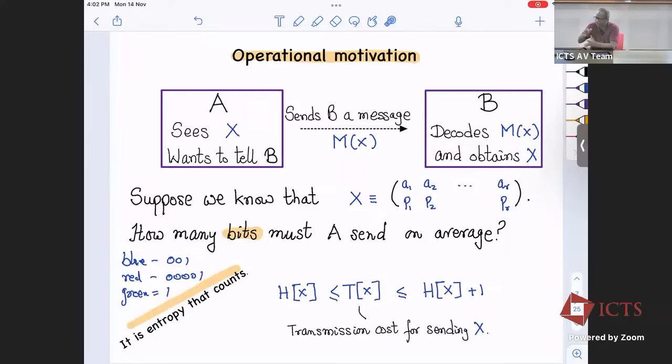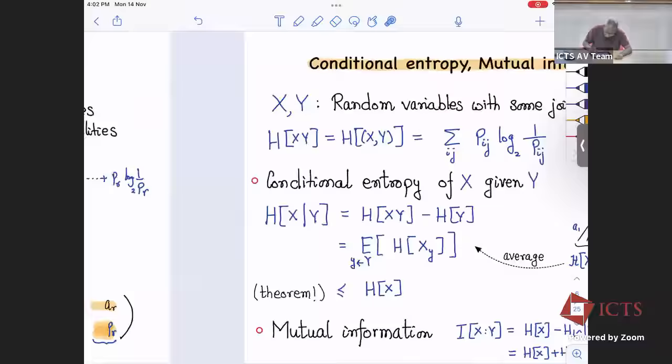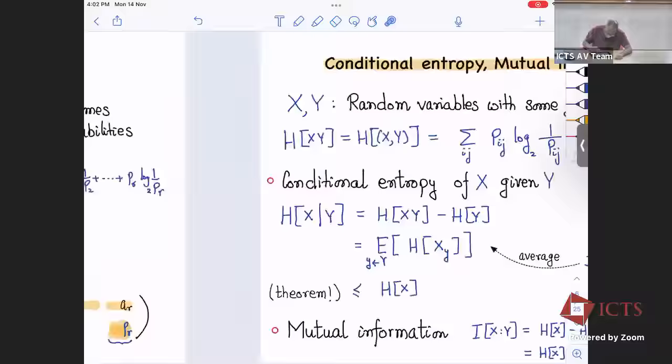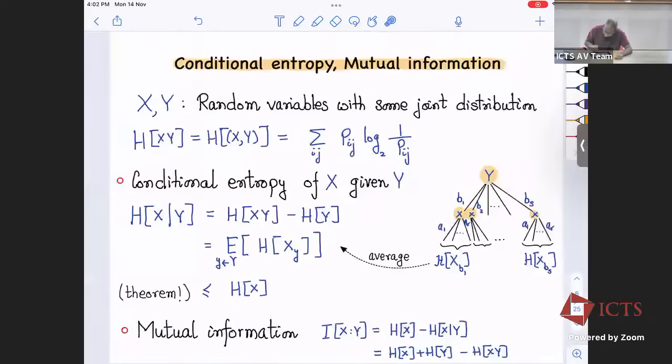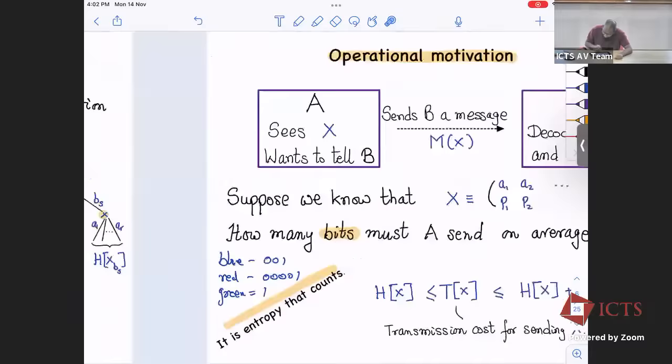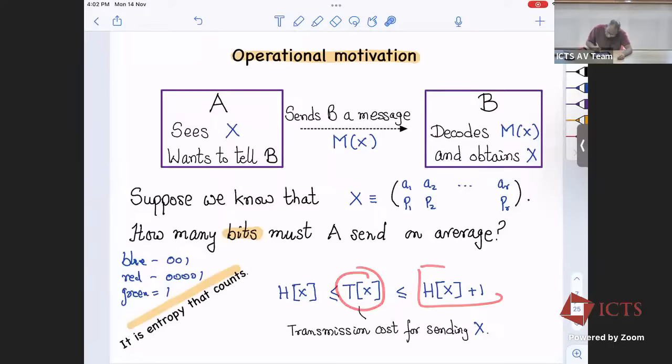H of X is a numerical value obtained by this formula. H of X plus 1 is a numerical value. It may not be an integer, but it is some value. And T of X, which is also a numerical value, is sandwiched between this and this. Questions?